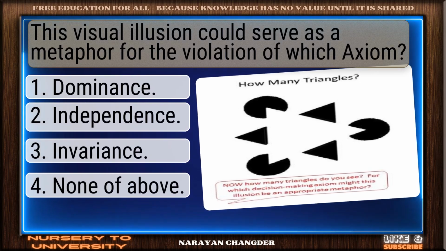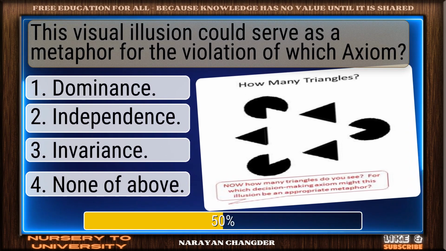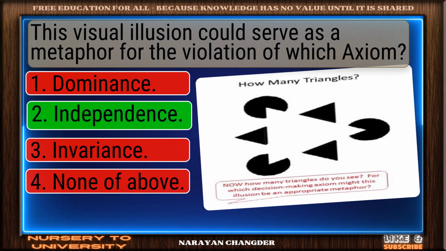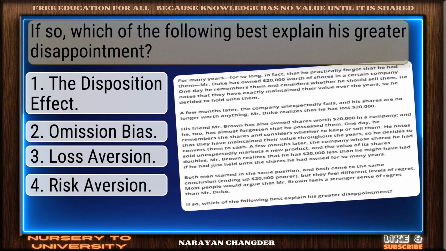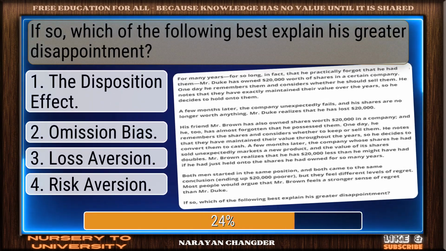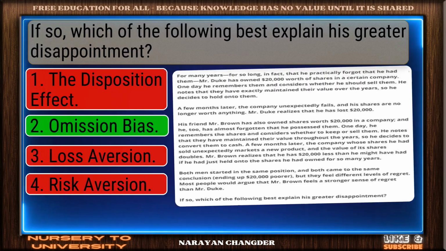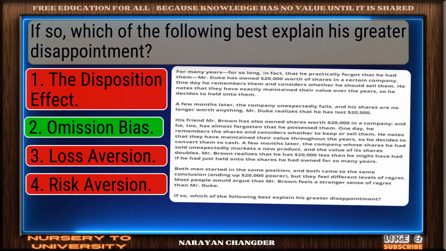This visual illusion could serve as a metaphor for the violation of which axiom? On track. Independence is the correct answer. If so, which of the following best explain his greater disappointment? Correct. Omission bias is the right answer.